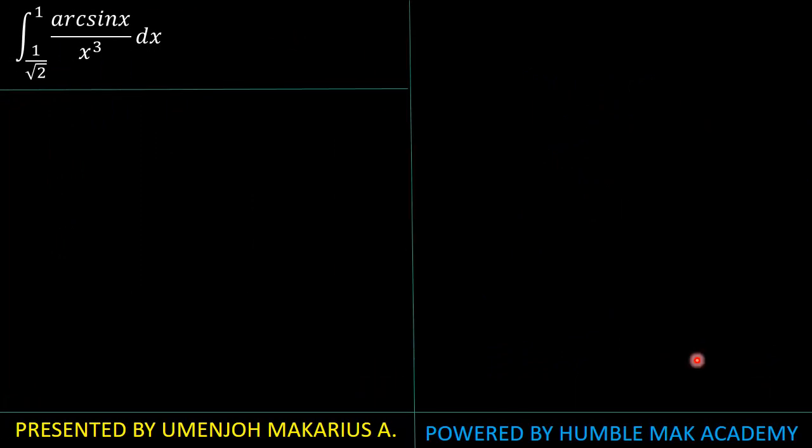Great. So friends, I have the question on screen, as you can see. I have the integral going from 1 over root 2 to 1 of arc sine x over x cubed dx. Keep in mind that arc sine x is the same as sine inverse of x. Good. So x cubed and arc sine x are not too related, but somehow we can make both of them related.